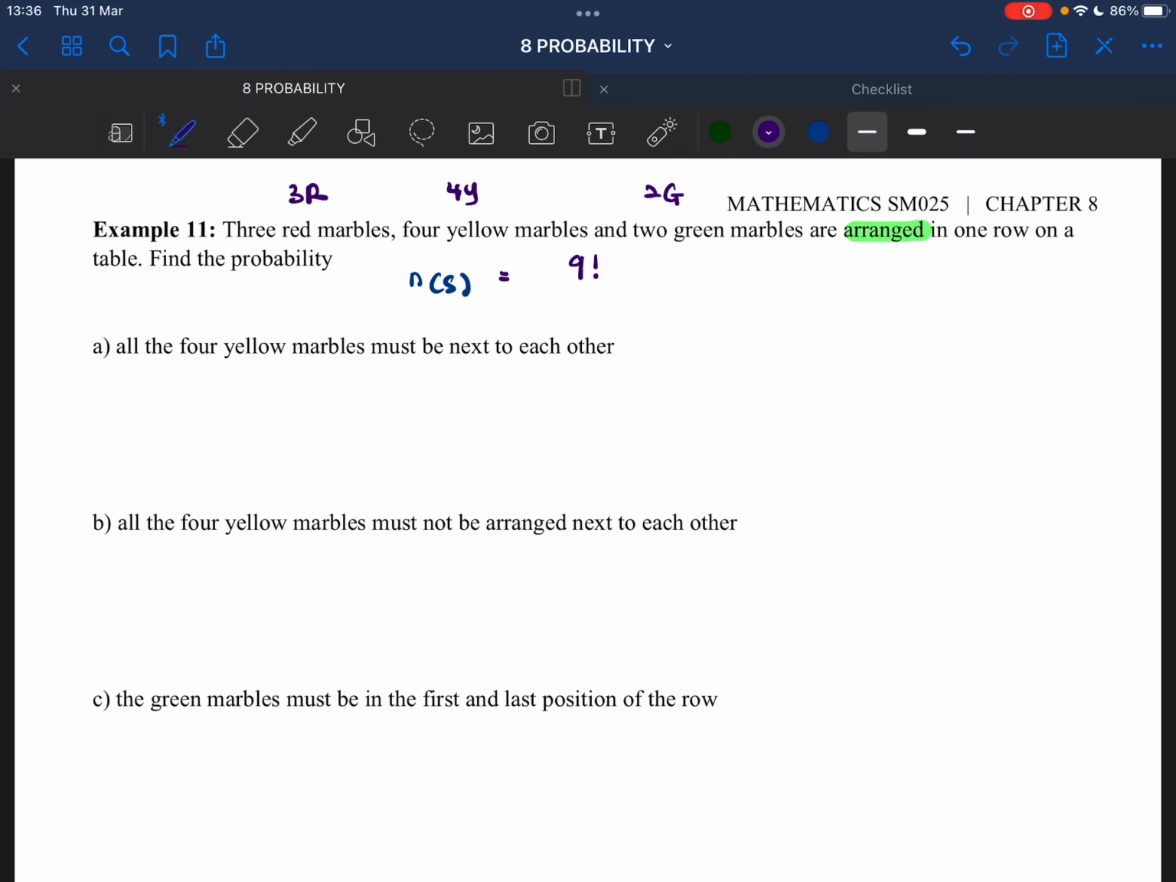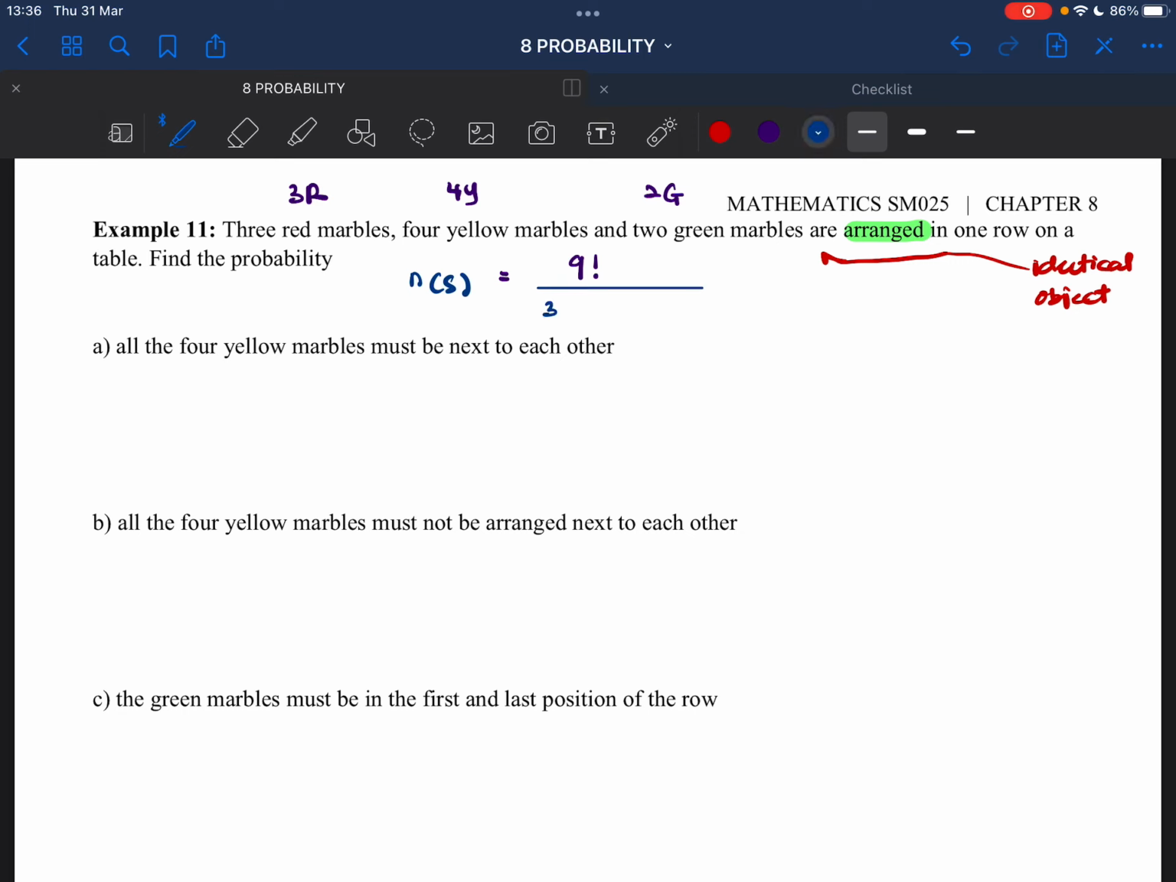Okay, remember I said in class that if the question says red marbles, yellow marbles, but the marbles are not labeled, they are considered identical objects. All of these are identical objects. So remember what you have to do: if we have identical objects, we have to divide by all the identical objects.